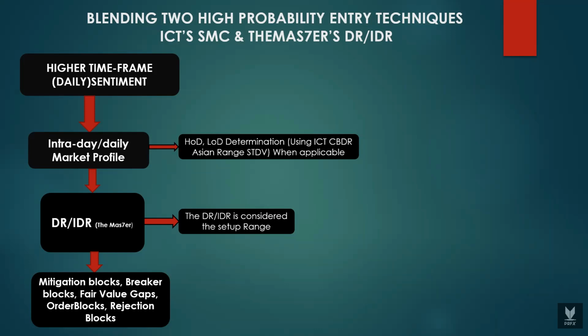Now, once I've taken that into account, then I'm going to go to the defining range from TheMas7er, and the defining range is considered the setup range. That is what I call it, and you're going to find out what that is. The setup range consists of the mitigation blocks, the breakup blocks, fair value gaps, order blocks, and so on. So this is going to be the order that we're going to use in every trade. So we're going to break it down as we go forward.